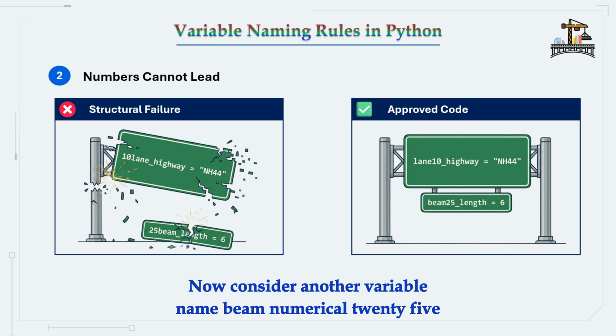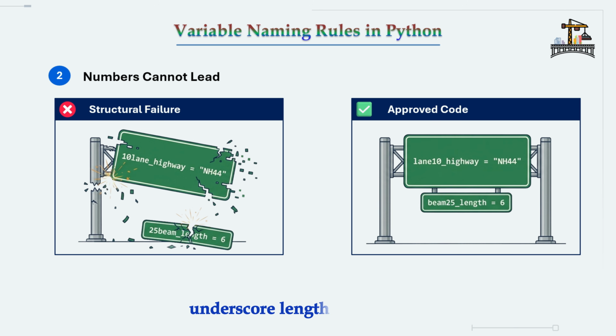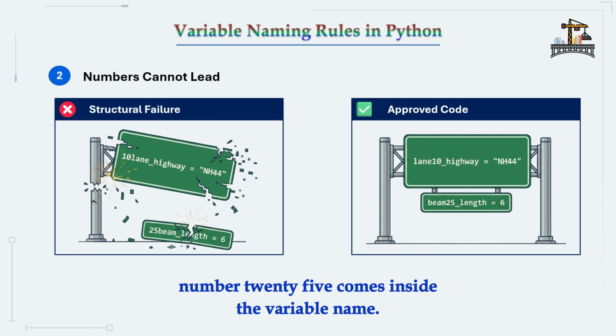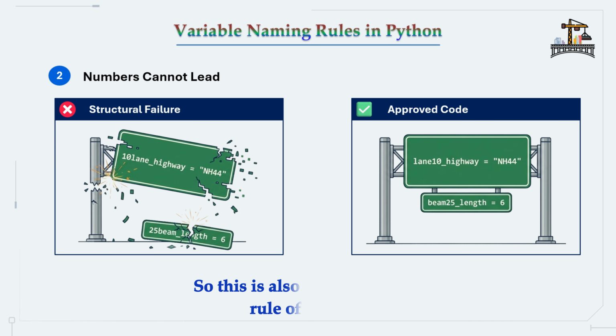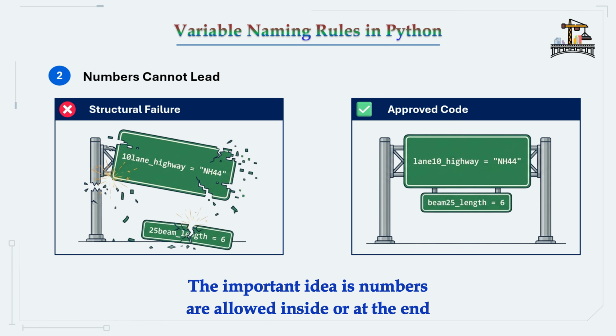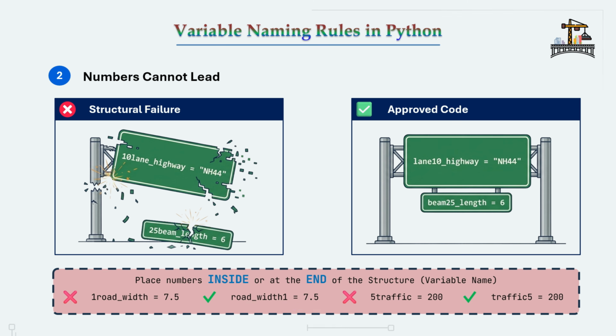Now consider another variable name, beam25_length = 6. Again the variable starts with the lowercase letter b and the number 25 comes inside the variable name. So this is also valid as per the rule of Python. So this image shows approved variable names. The important idea is numbers are allowed inside or at the end of variable names, but numbers should not come first.